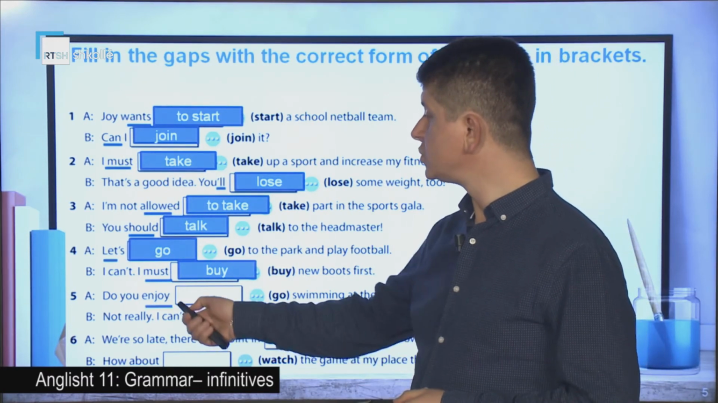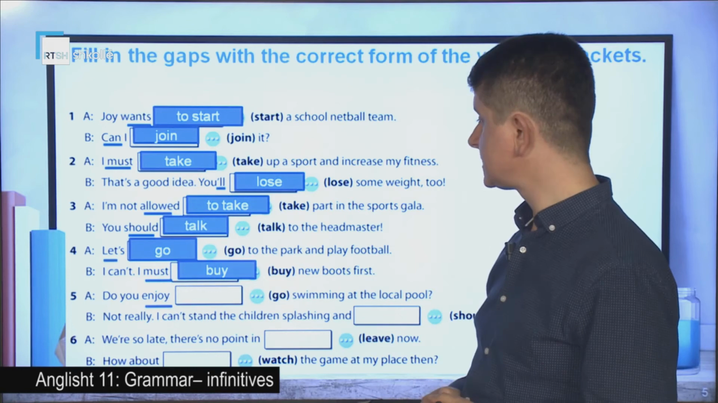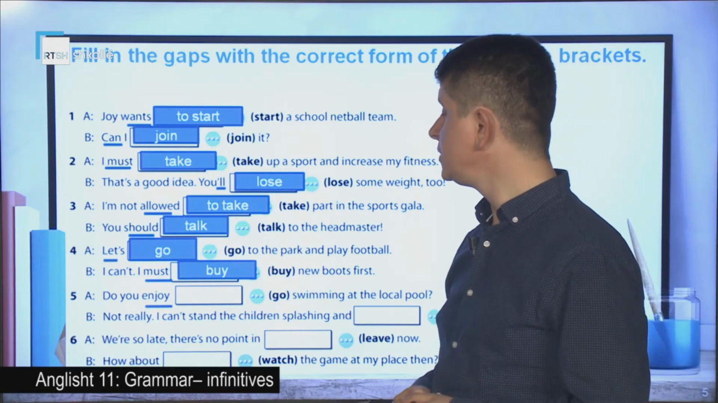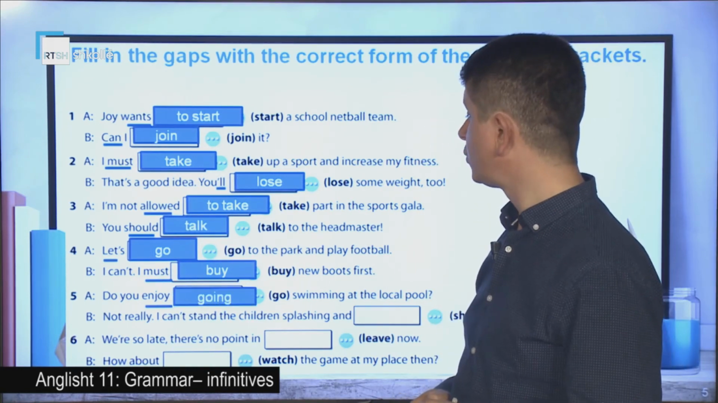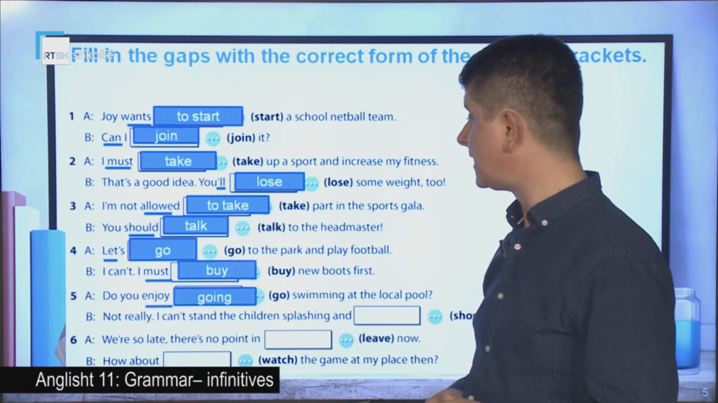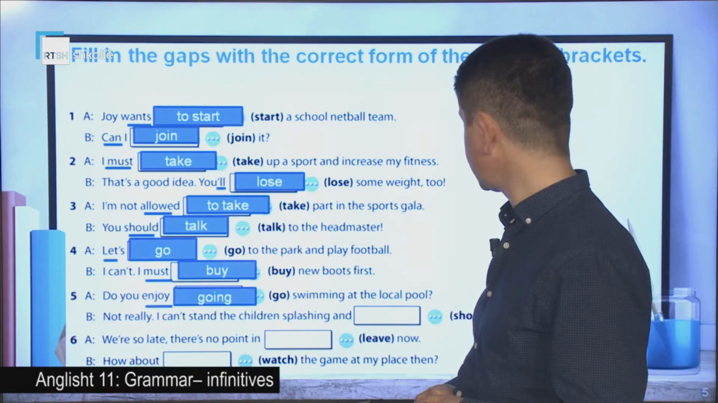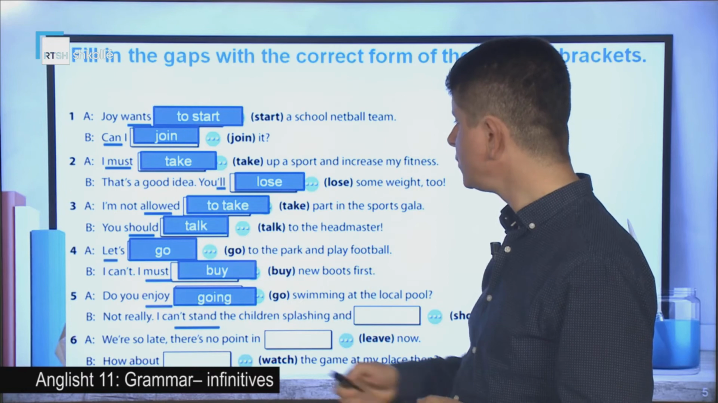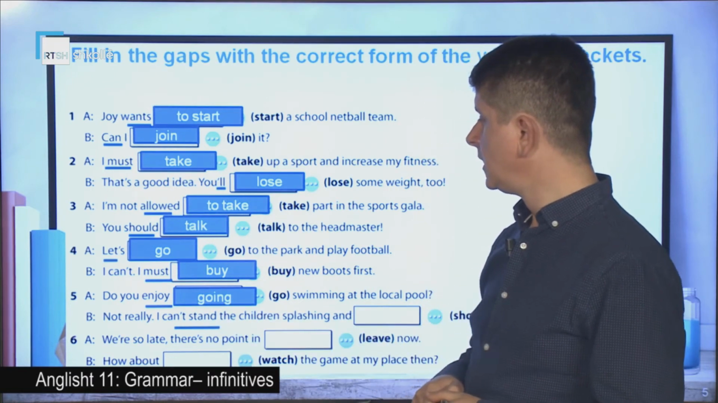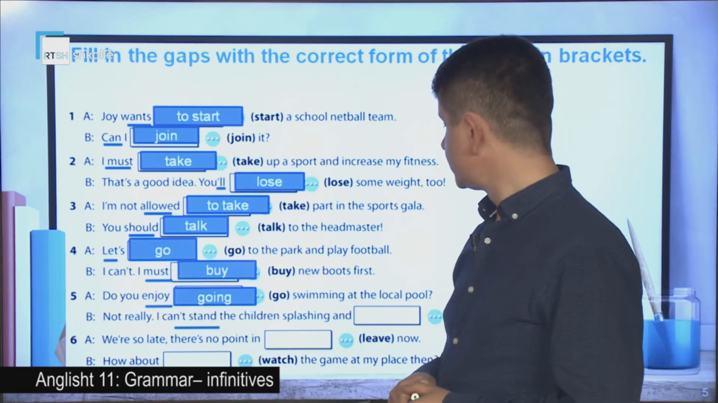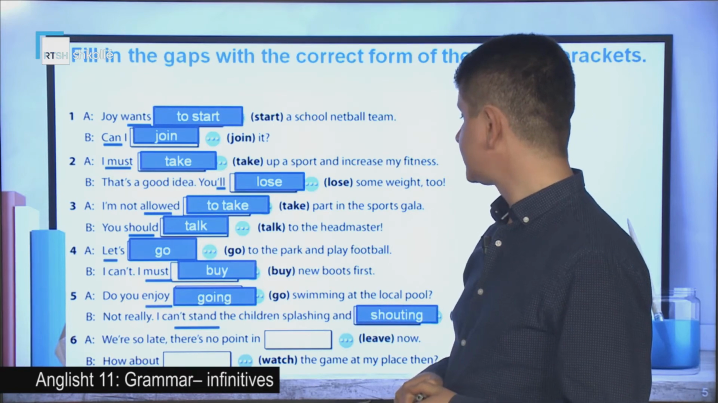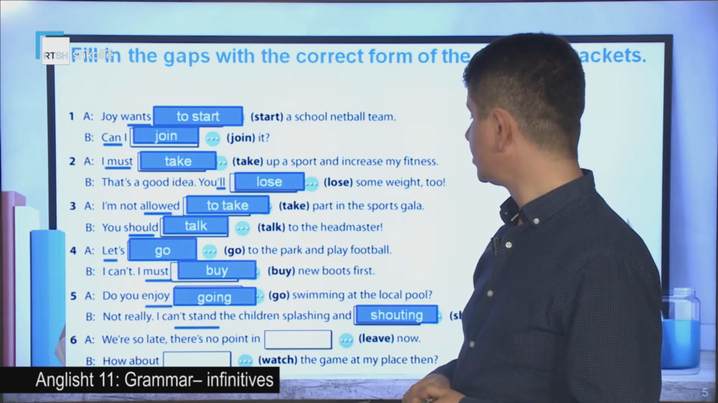We have the verb enjoy, which expresses preferences, and we use an ing form. Do you enjoy going? Not really. I can't stand the children splashing, and we have the expression can't stand, and we use an ing form. Can't stand the children splashing and shouting.